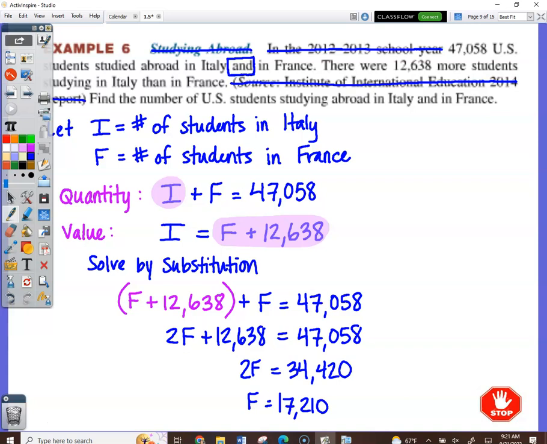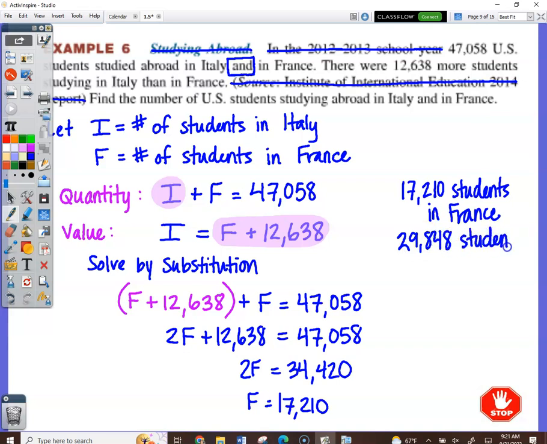So how many students are in France? 17,000. And how many in Italy? And how did you get 29,000? You just go right back to one of your equations, go to the easier one, and plug it into either one. Doesn't matter which one you plug it into, but let's think smarter, not harder. If I know F and I don't know I, I would plug it into the second one because you just add the 12,638.